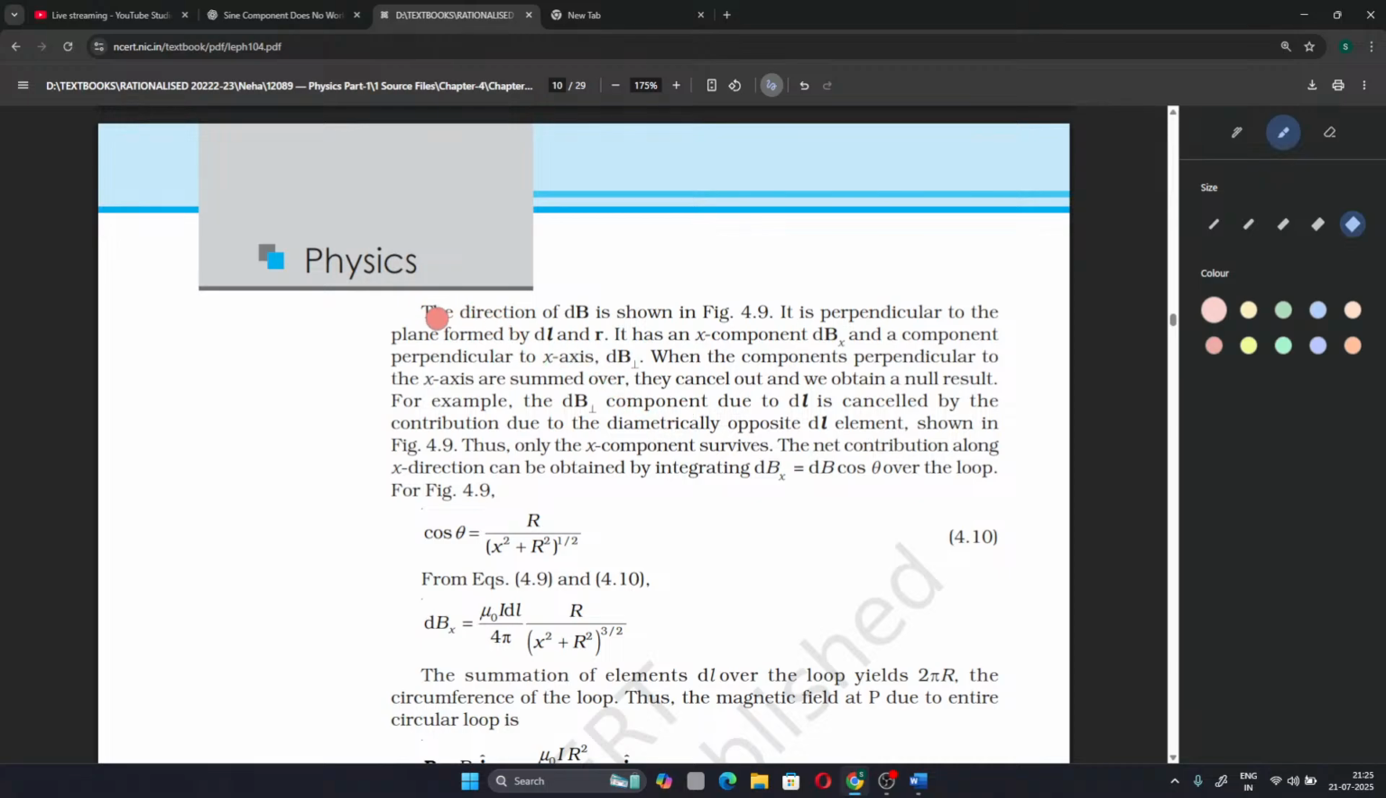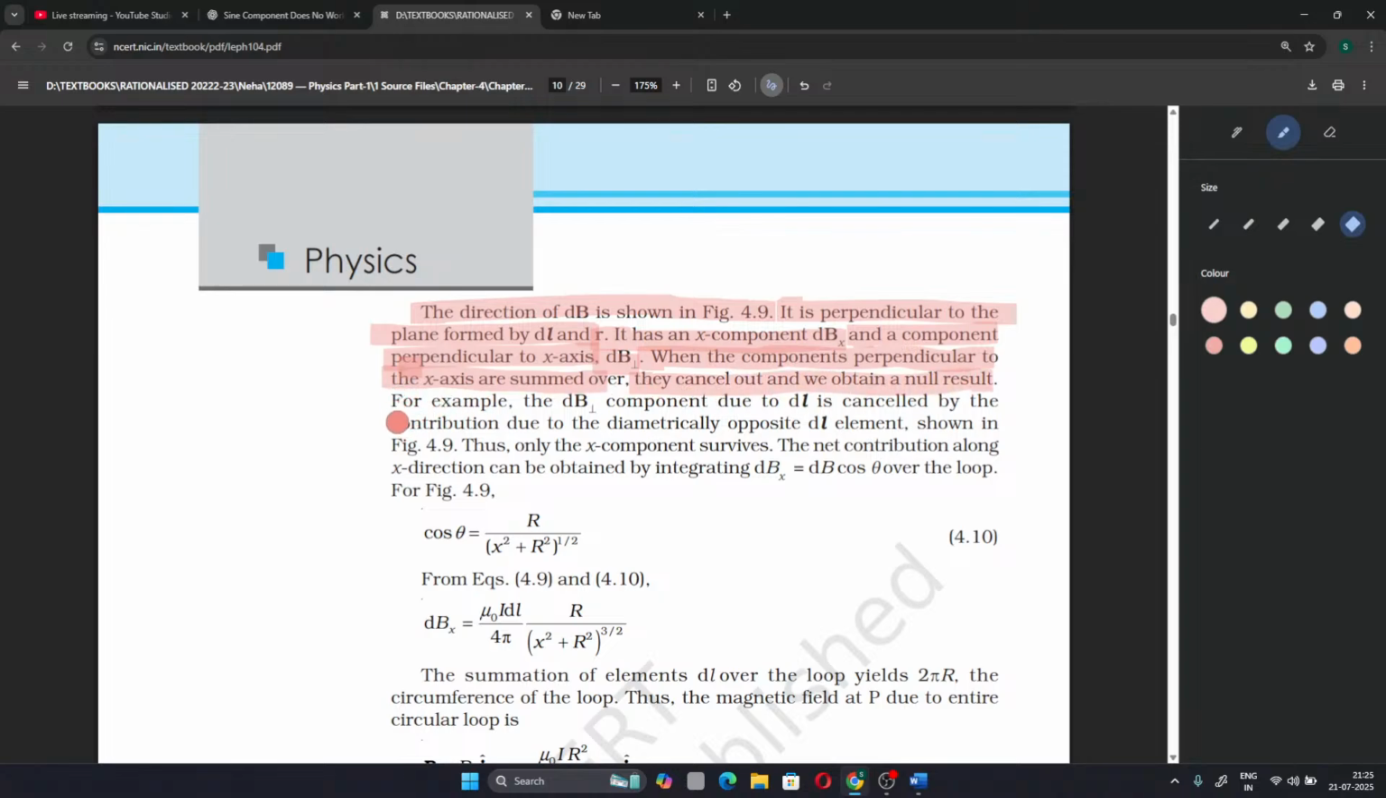The direction of dB is shown in figure 4.9. It is perpendicular to the plane formed by dl and r. It has an x component dBx and a component perpendicular to the x-axis, dB perpendicular. When the components perpendicular to the x-axis are summed over, they cancel out, and we obtain a null result.